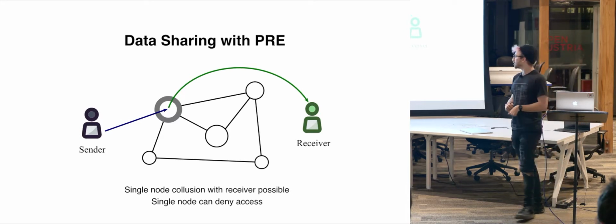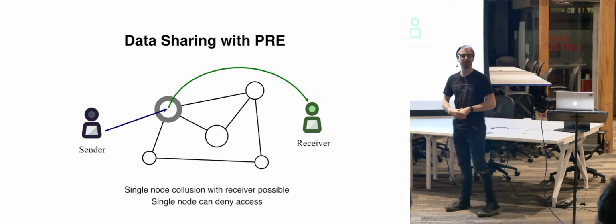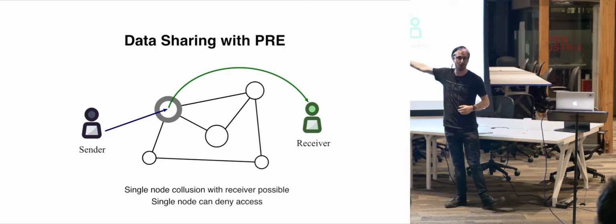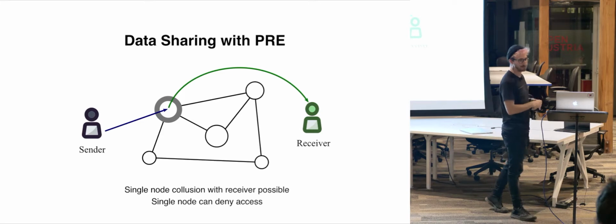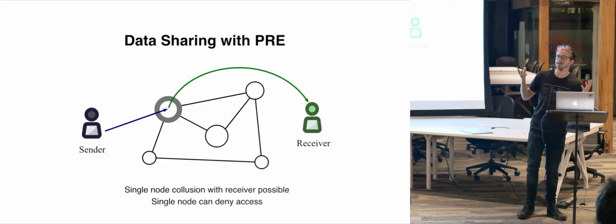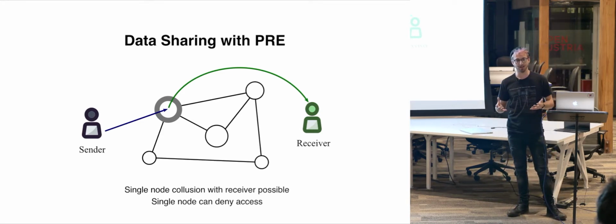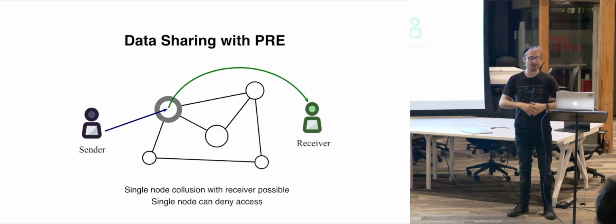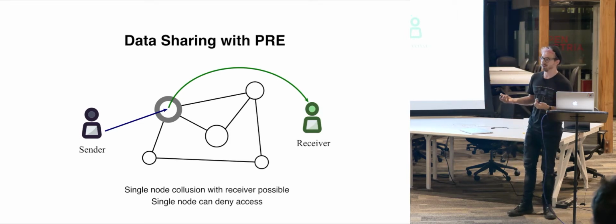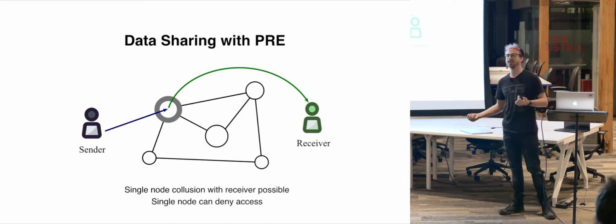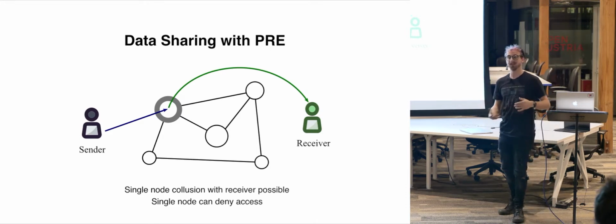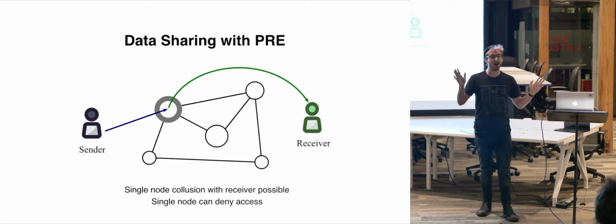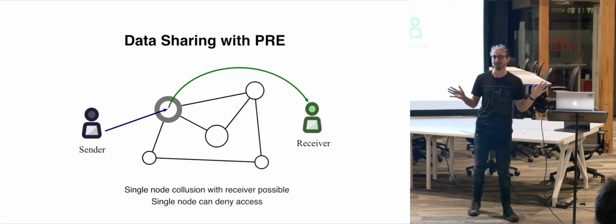With proxy re-encryption, instead, the sender is given a re-encryption key, the proxy, that single node, is given a re-encryption key. Single node collusion in this setting, where it's not threshold, where they just have the single re-encryption key by itself, collusion is possible with the receiver. What that means is that the receiver can essentially pay off the proxy node, in that case, to say, forget about Alice, just always give me access to this data.